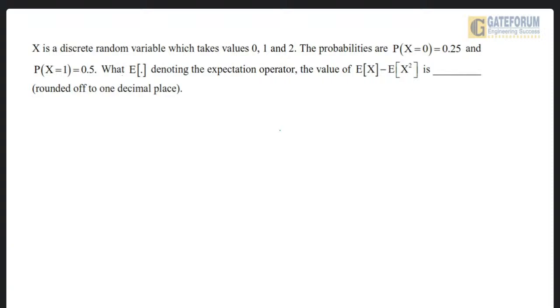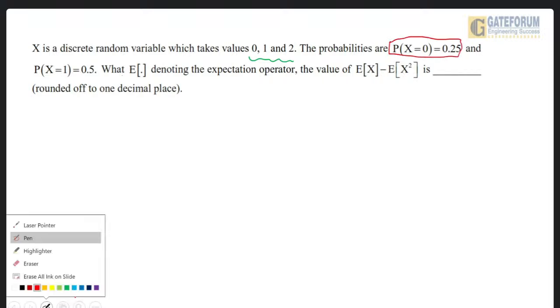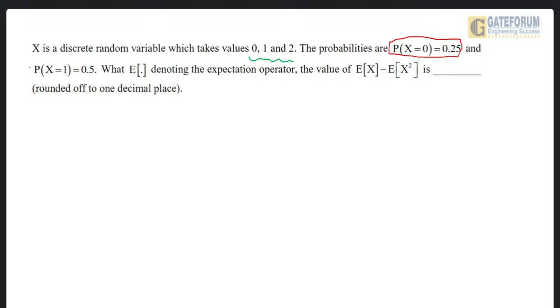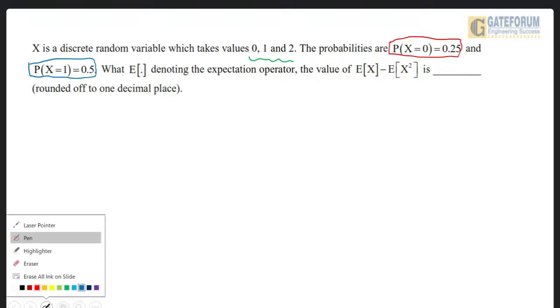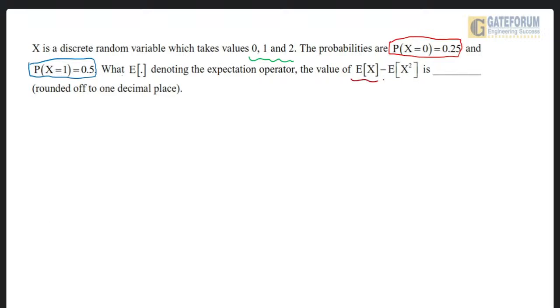Here P of 0 and P of 1 are given. First of all, there are three values. P of x equal to 0 is given. P of x equal to 1 is given. P of x equal to 2 is not given. Let us start with P of x equal to 2. Finally we are going to find the expectation.